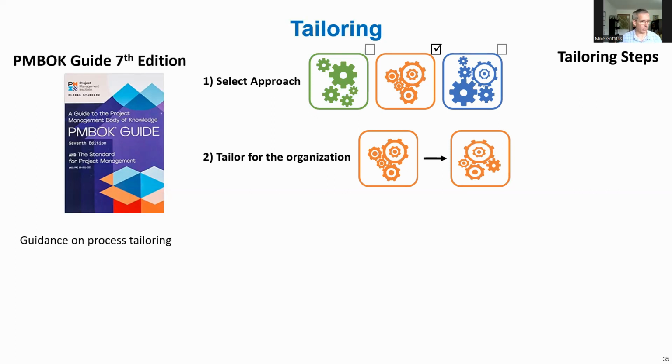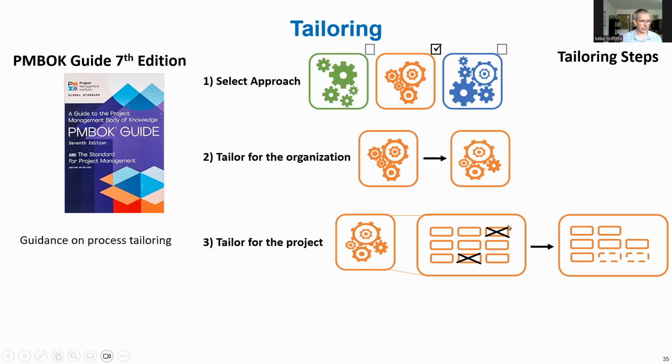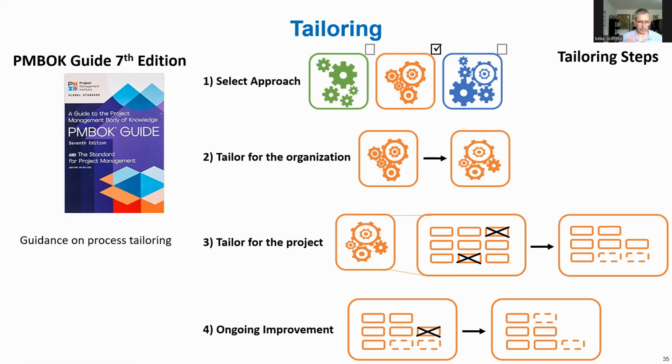So we tailor for our organization. Then we tailor for our project. We're going to cross out these 2 processes, but add these 2 new ones over here, let's say, whatever the team comes up with. And then, of course, ongoing improvement. So over time, we may drop something and we may add something else, or choose a different way of implementing something.